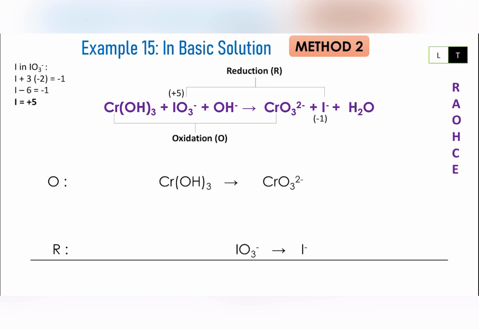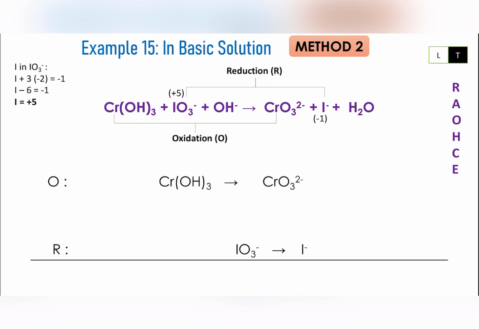Now we are going to balance the atoms except for oxygen and hydrogen. So you just keep it for oxidation because it has the same value for chromium. Next, you got the same value for iodine as well. Don't take a look at the charge yet. So settle for the atom.